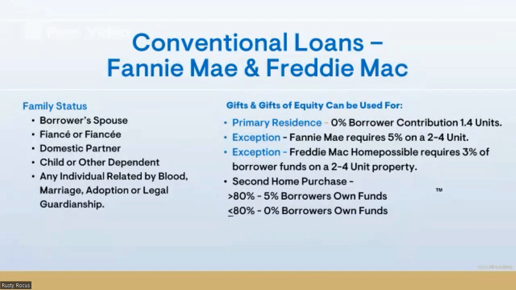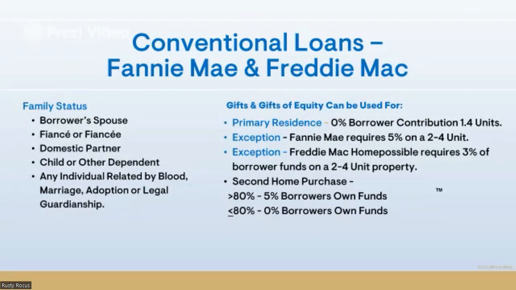Whenever we're talking about a primary residence, the borrower can have zero contribution in the transaction. The gifts or gifts of equity can come, and closing costs can come completely from the seller here, if they're able to do the gift of equity. Now, in different exceptions here, Fannie requires 5% down on a 2 to 4 unit. So if it's more than one, they'll ask for that.